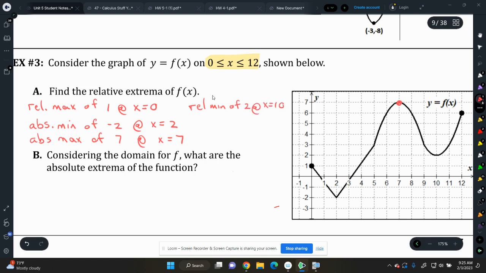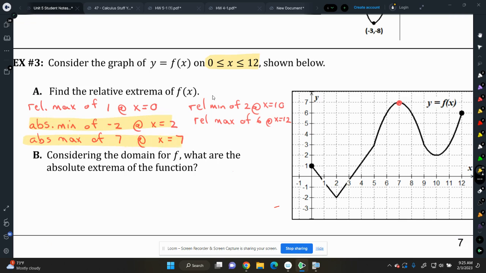You guys have a question? Okay. And then the last one, we have a relative maximum of 6 at x equals 12. Notice we only have one absolute minimum and one absolute maximum, right? Which makes sense. If it's the absolute, it's the largest value or the smallest value on the whole thing.